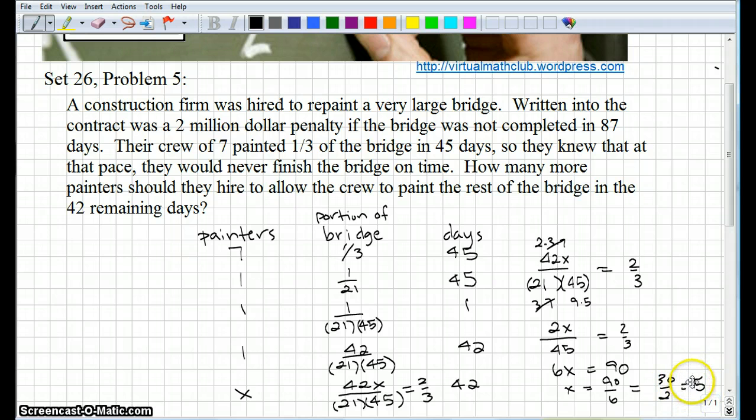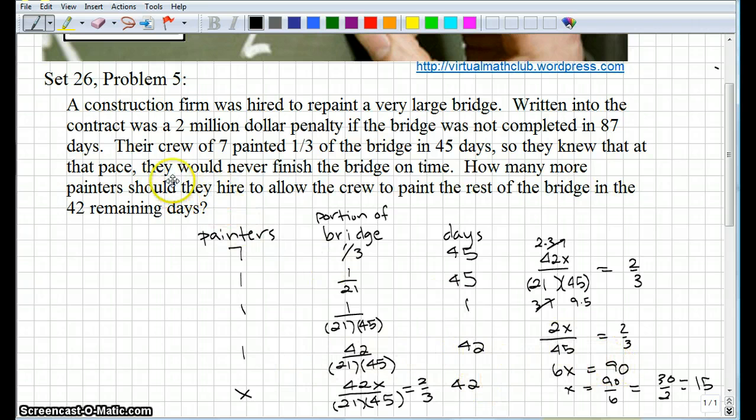I didn't write that very neatly, but that's 15. Alright, so x was the total number of painters we need. So the total number of painters that we need to have working in that last 42 days is 15.